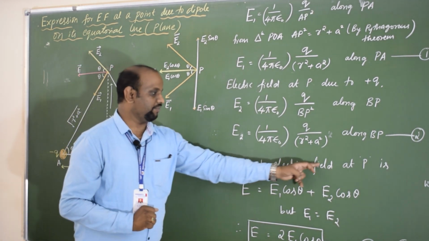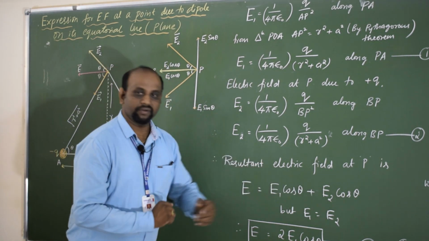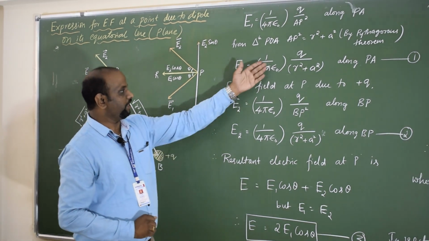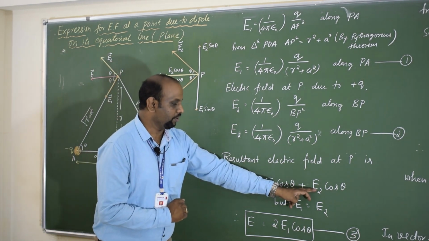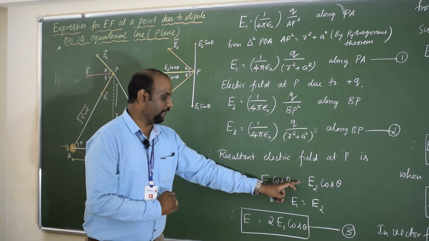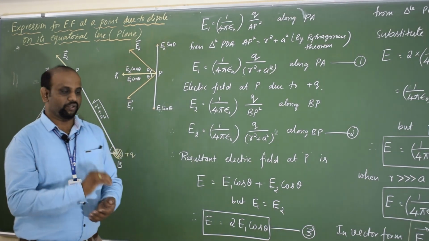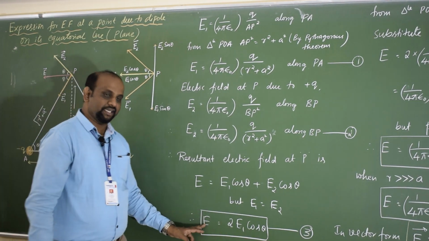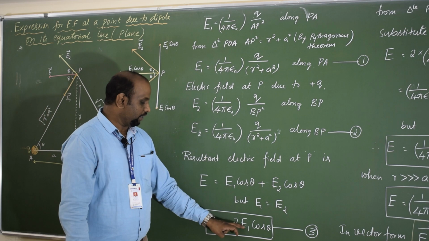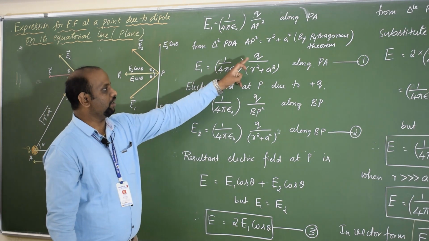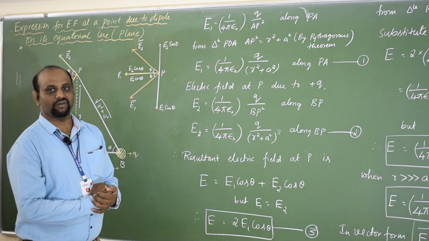Then the net resultant electric field at P is given by E is equal to E1 cos theta plus E2 cos theta. But from equations 1 and 2, it's clear that E1 is equal to E2. So instead of E2, I write E1 cos theta plus E1 cos theta, and it becomes E is equal to 2E1 cos theta. This is the most important key point for the entire derivation: the resultant electric intensity E is equal to 2E1 cos theta. We already know the E1 value. What is the E1 value? 1 by 4 pi epsilon naught Q divided by R square plus A square. And we need to find out the cos theta value.